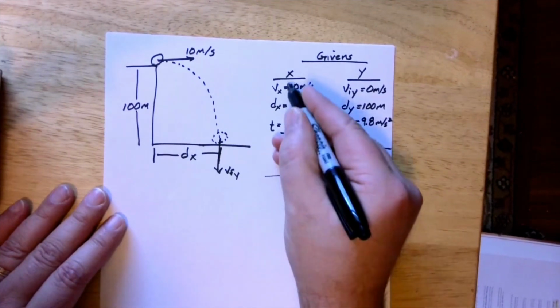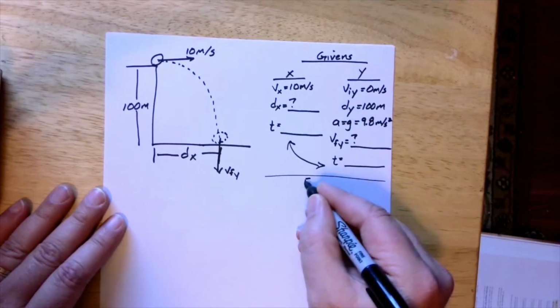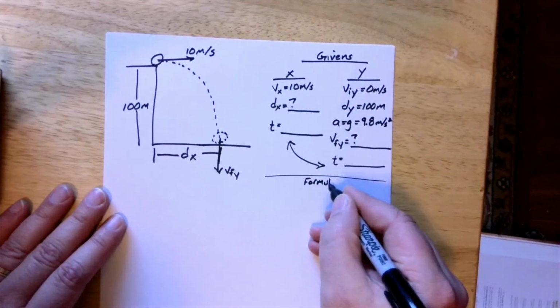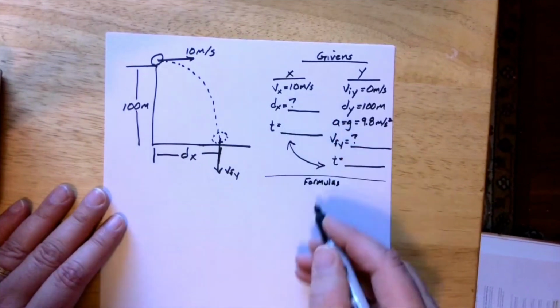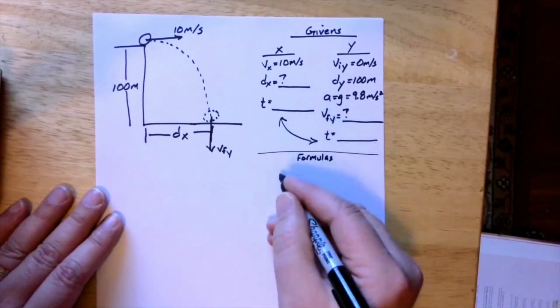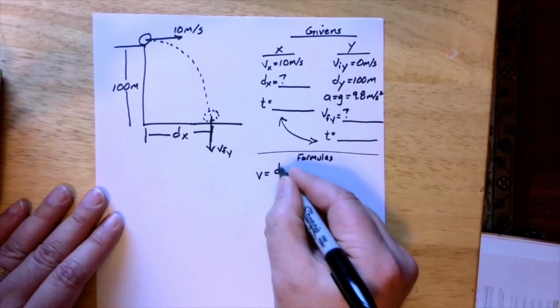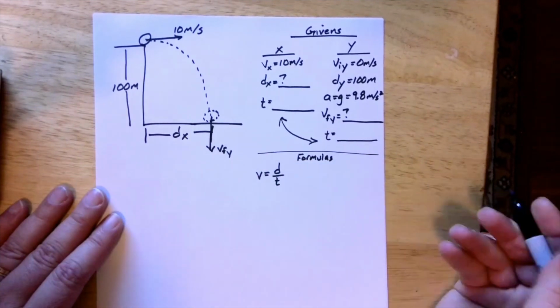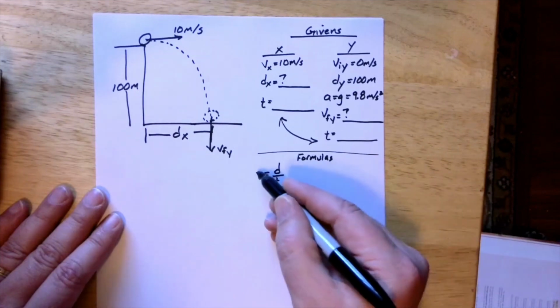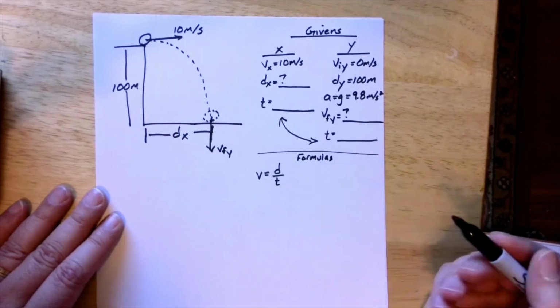So for the x direction, for the formulas that we can use here, really there's only one formula. Velocity is equal to distance over time. That's it. Okay? So we have the velocity, we don't have the distance, we don't have the time.